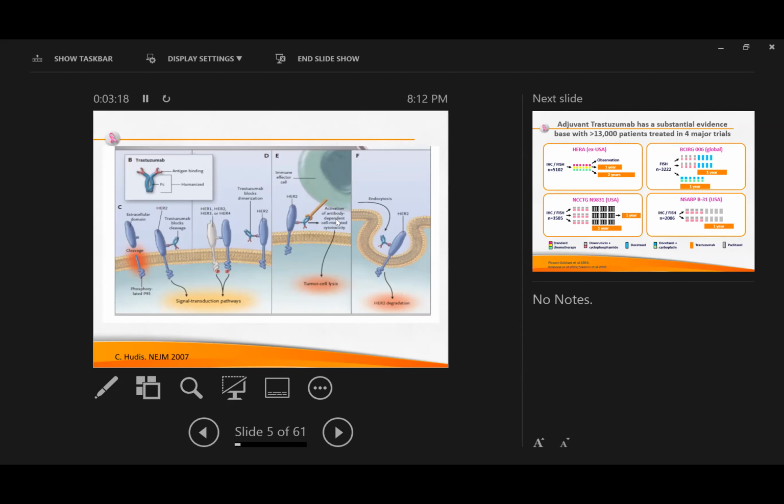The panel number E, what happens is that it activates the ADCC, which is antibody dependent cell mediated cytotoxicity, which leads to cell kill. And then it also causes endocytosis of the HER2 receptor, leading to degradation of the receptor. So remember, in HER2 positive breast cancer, the cells express a lot of HER2 receptors. This not only decreases the downstream activation of these pathways, it also leads to these receptors getting endocytosed into the cell, and therefore the number of receptors also comes down.